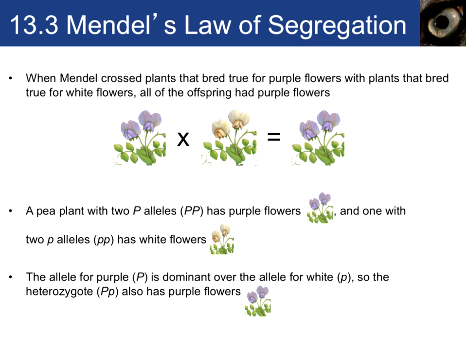So a homozygous pea plant with two capital P alleles has purple flowers, and one with two lowercase p alleles has white flowers. And remember, the heterozygote with one capital P and one lowercase p also has purple flowers because the dominant purple allele masks the white recessive allele.